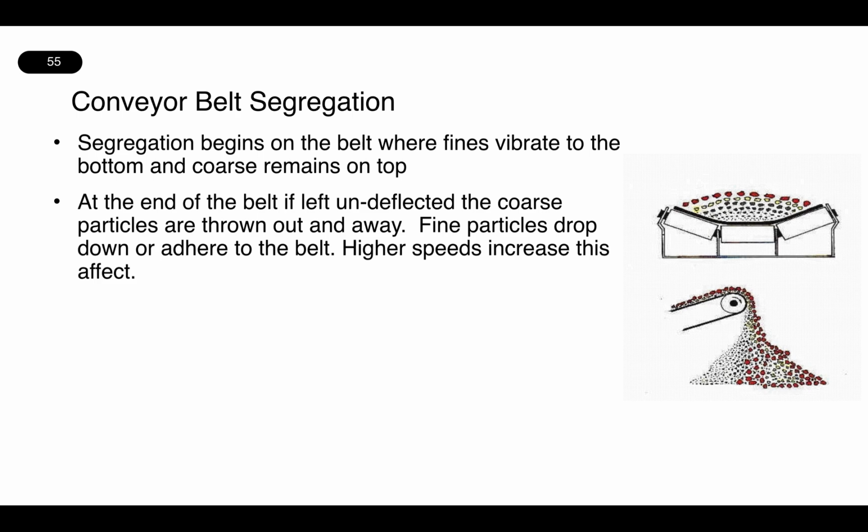So you have conveyor belt segregation. As the material moves across the belt, it bounces up and down. You can have materials segregating according to their weight, according to their size, based on that movement. And at the end of the belt, if left undeflected, so there's like a panel that you can put there to deflect the materials to keep them from segregating as much. But if that is not done, fine particles would drop closer to the belt, and the more coarse the particle, the farther away from the belt it would drop.